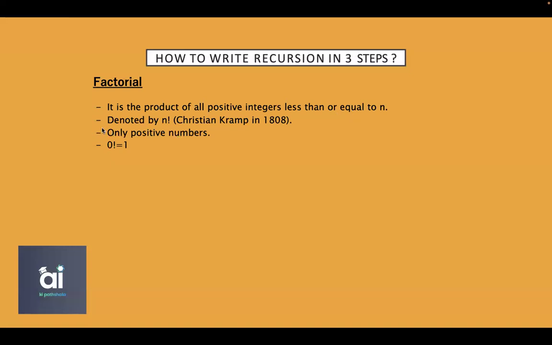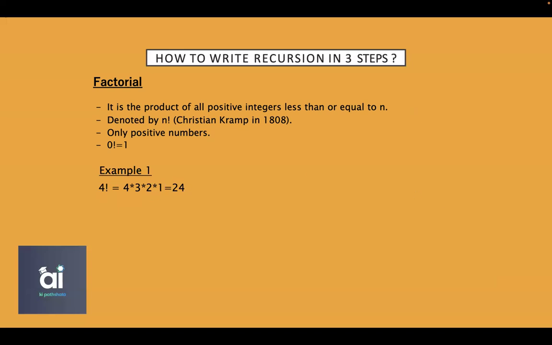Factorial is denoted by a small n and an exclamation mark. This notation was introduced by French mathematician Christian Kramp in 1808. We can calculate factorial only for non-negative numbers, and the factorial of 0 is 1. As an example, if you want to calculate the factorial of 4, the answer will be 4 multiplied by 3 multiplied by 2 multiplied by 1.